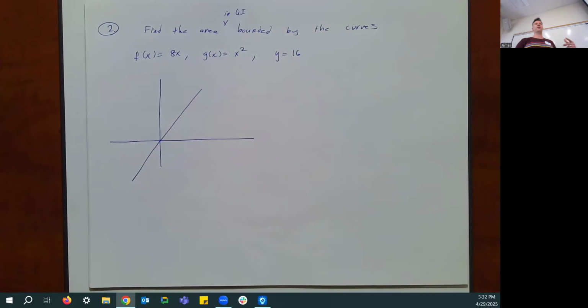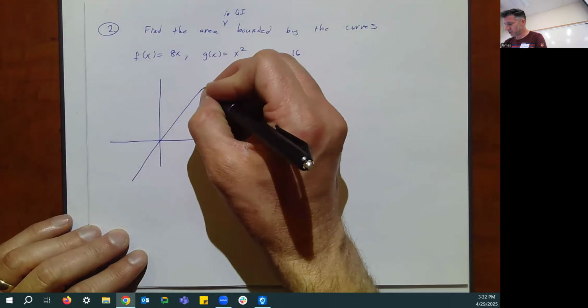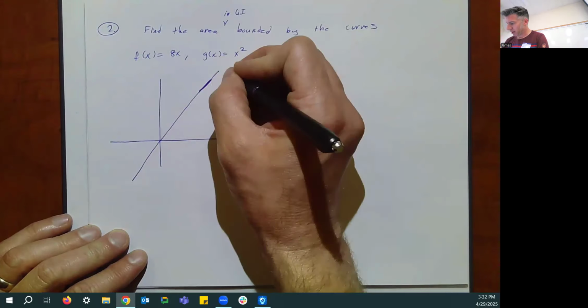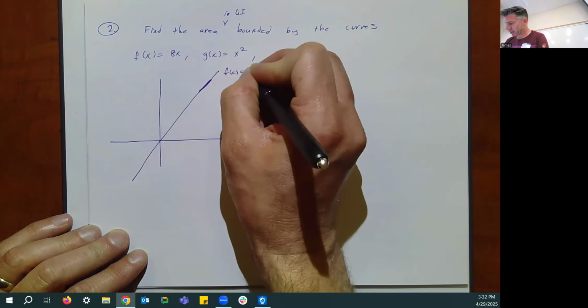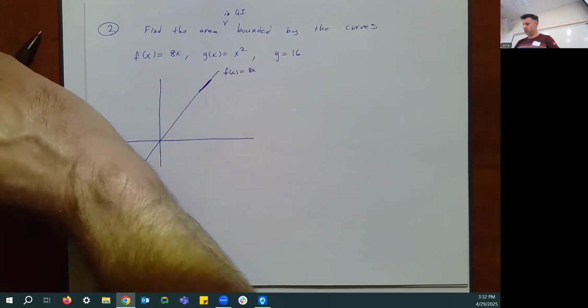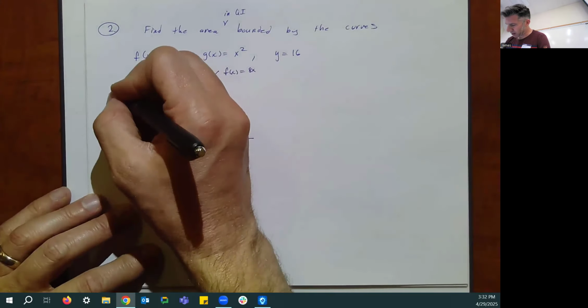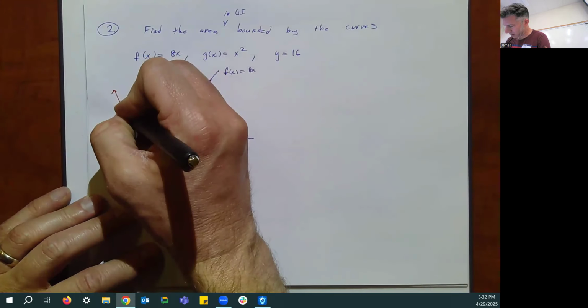I know I said before, we don't always have to graph it. If it's just two curves, totally fine. Just find the intersection points, top minus bottom. If it's some region that's bounded by more than two curves, graphing it's probably the best, easiest way to go. So I'm going to graph it. So I've got my f of x equal to 8x. And then my g of x equal to x squared, something like this.